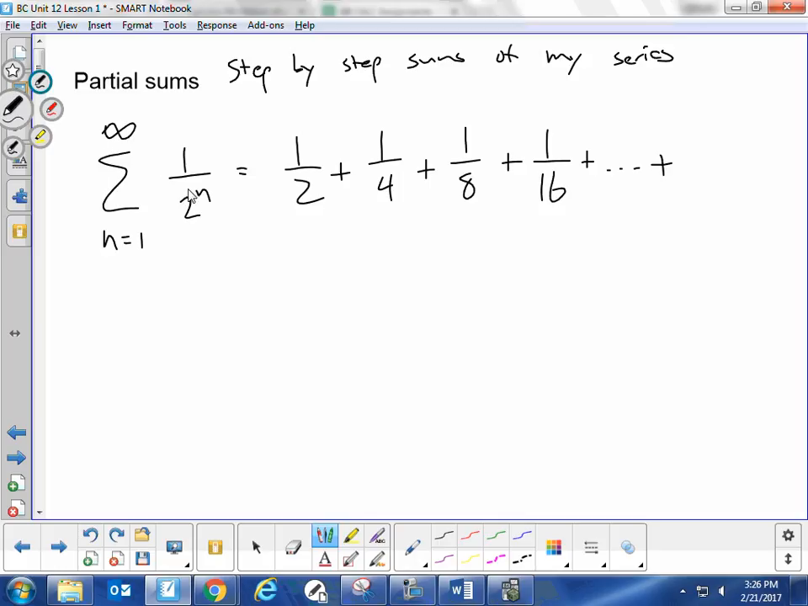Okay, so let's look at this series. It's 1 over 2 to the n, 1/2 plus 1/4 plus 1/8, so I'm starting at 1. First, immediately, I look at the limit as n approaches infinity of 1 over 2 to the n, and I know that this is going to approach 0. So I say the sum of 1 over 2 to the n may converge. I don't know if it does or not, but I know it definitely does not diverge.